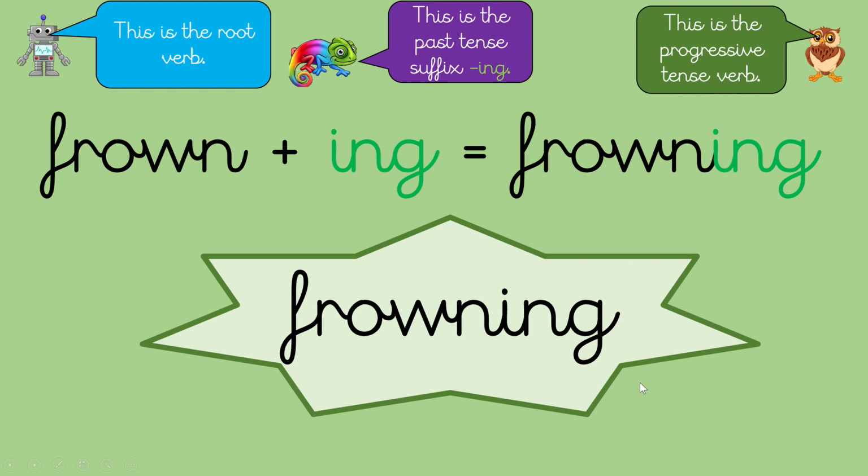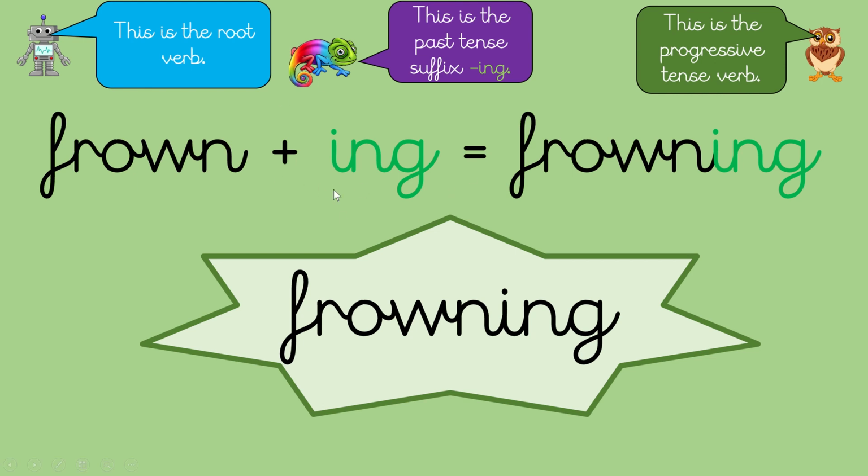Can you say that again, everyone? Brilliant. Climbing. Okay. Again, it's not past tense. Kathy, you seem to have got it wrong. Rex, this is the root verb. Kathy's saying, this is the past tense suffix ing. It's not the past tense. It's the progressive tense. And Oswald is saying, this is the progressive tense verb. Right, let's have a look. What's this verb? Brilliant. Frown. I'm frowning now. You can't see it, but I am. You have a go at frowning.